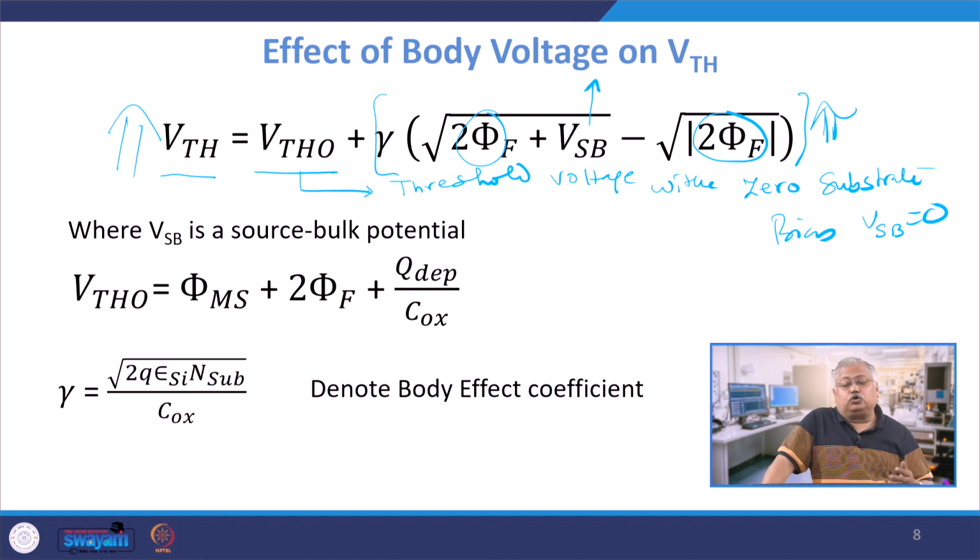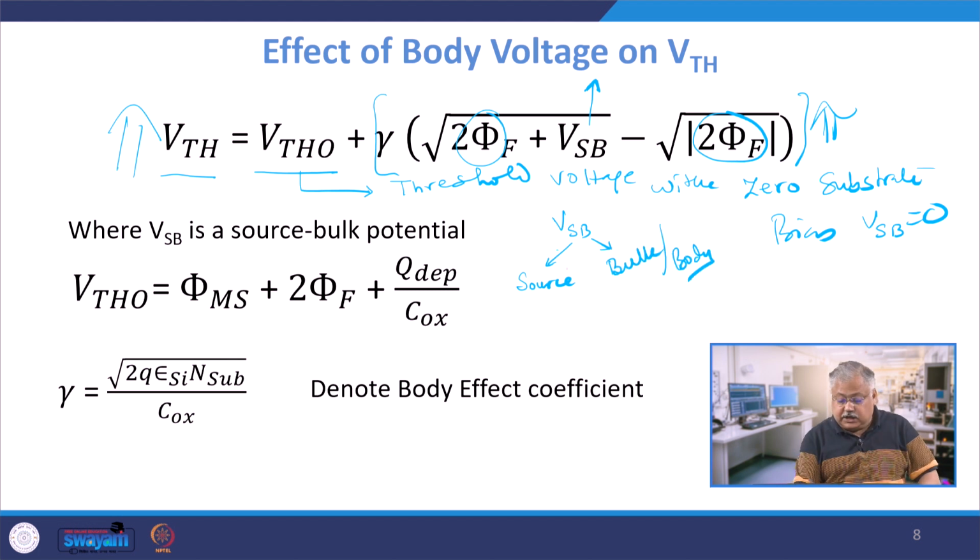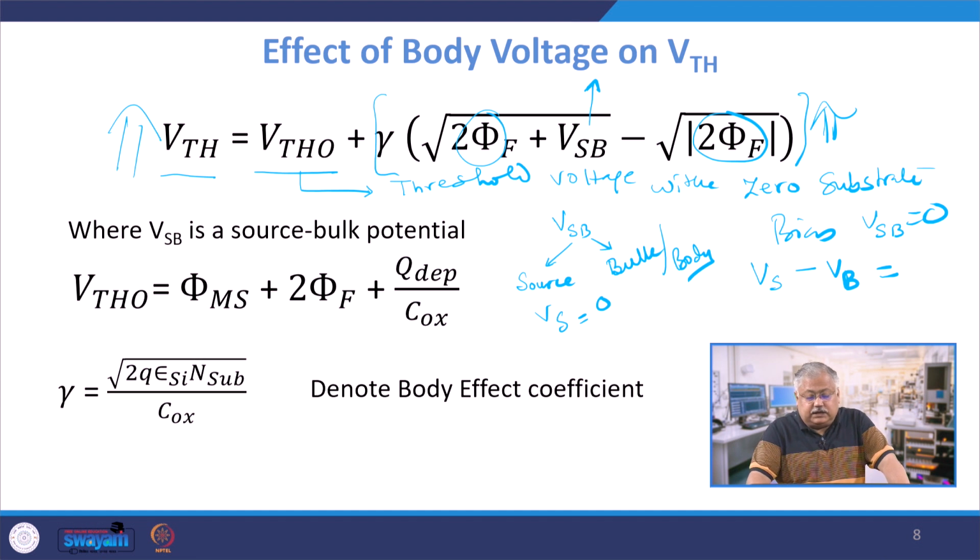Now, source to bulk or body, either of the two. So, when we say VSB, this one is source and this one is defined as either bulk or body, and source is generally grounded. So, Vs is equal to 0. How do you define VSB? It is Vs minus Vb, correct? And that is the reason you will always see a change in the value of VSB.